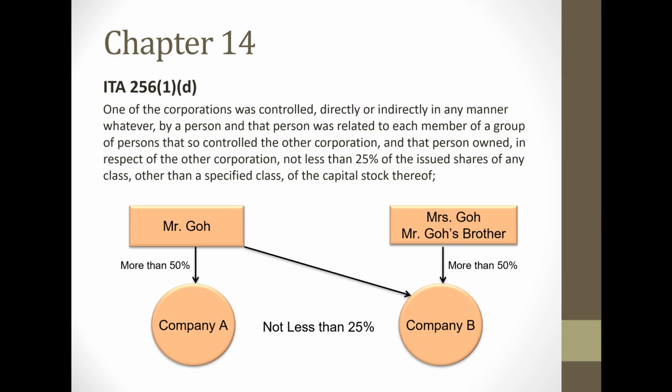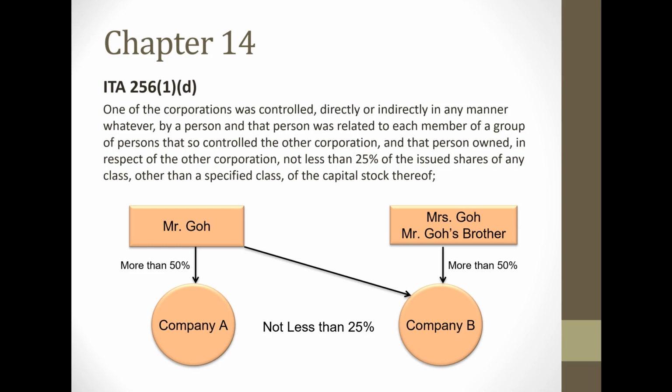Now, the allocation of how much each owns could vary. Mrs. Go could own, let's say, 5% of the shares of Company B, and Mr. Go's brother might own 46%. So together they own 51%, which would give them control. So as long as collectively they own more than 50%, they are a group that controls Company B.